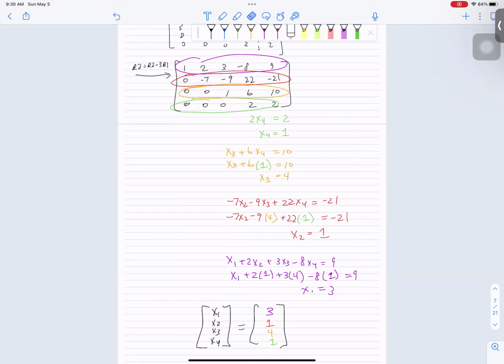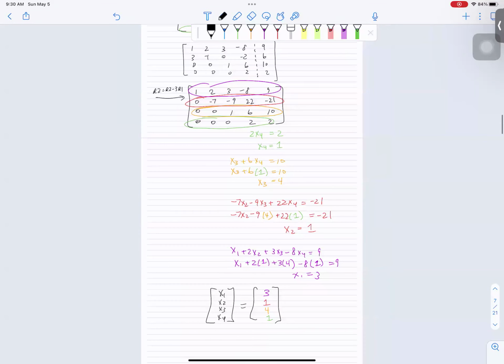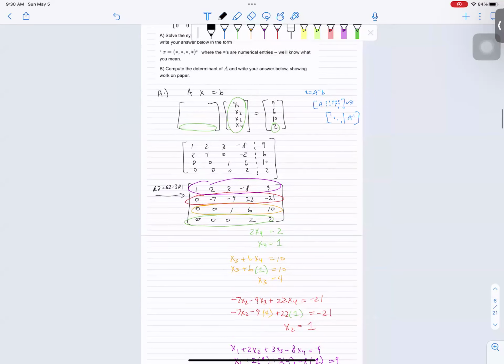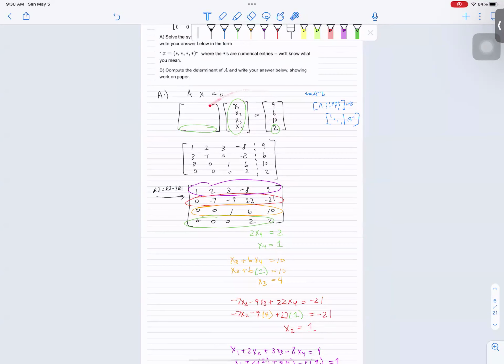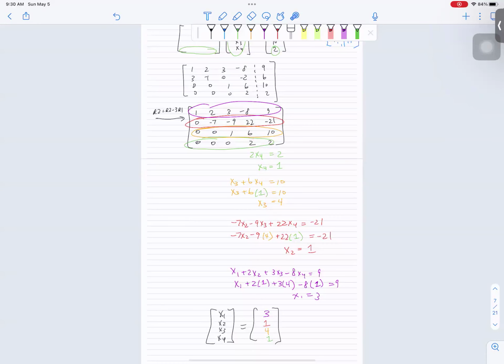Questions on part A? Okay, so that requires knowing you're solving an AX equals B problem, row reducing, back substituting to get the answer.